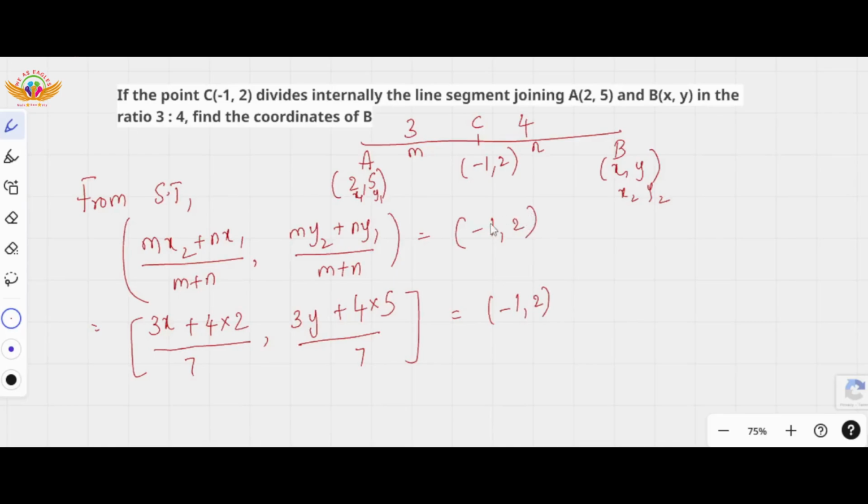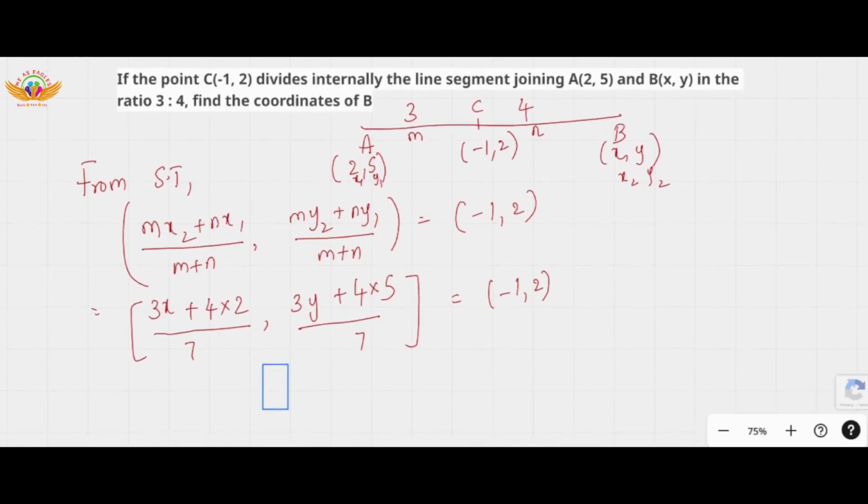Don't forget to write this equal to. When we are hurried, we will forget to write, and at last we will get confused about what we are doing. So never forget the steps.